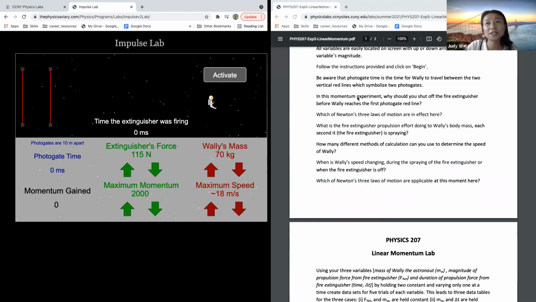In this momentum experiment, why should you shut off the flare extinguisher before Wiley reaches the first photogate red line? Which of Newton's three laws of motion are in effect here? The reason we want to shut off the flare extinguisher is because we want the astronaut to pass these two photogates with a constant speed. So can anyone tell me what Newton's three laws are?